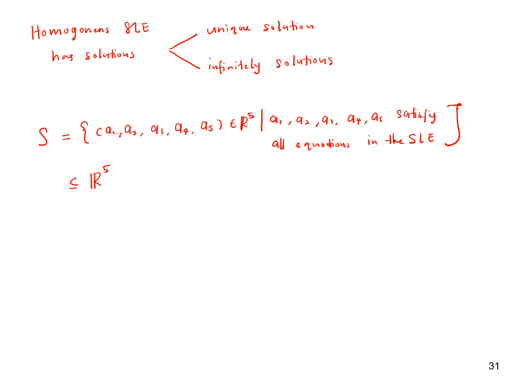If we equip the set S with the standard addition and scalar multiplication, then you might want to check that the set S is a subspace of R5, and S is a vector space. So S together with the usual addition and scalar multiplication on R5 forms a vector space. Therefore, since S is a vector space, we should be able to identify its dimension and its basis. That's what we are going to do in the next step in this example.